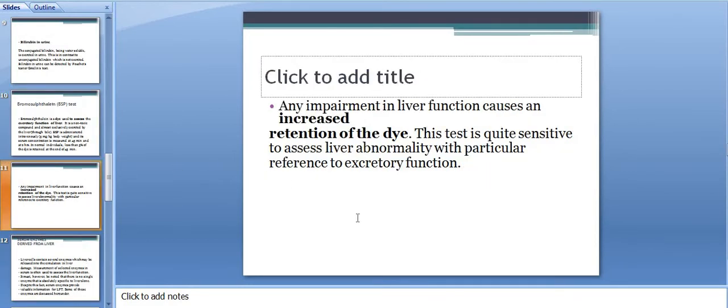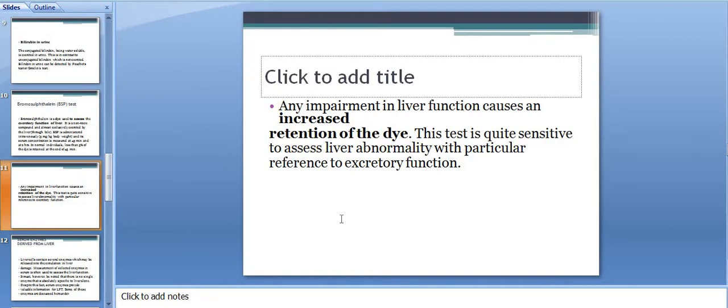Any impairment in liver function causes an increased retention of the dye. This bromosulfophthalein dye test is quite sensitive to assess liver abnormality with particular reference to excretory function.